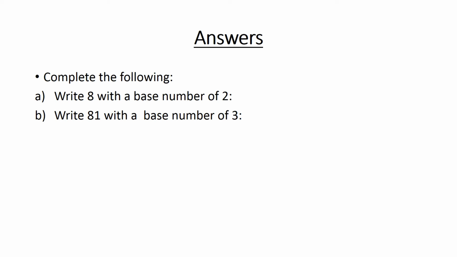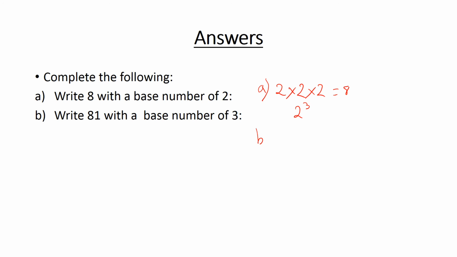Okay, for the answers to the last slide, to write 8 with a base number of 2, well, you could have started knowing that your base number is going to be 2, and we know that we need to times the base number by itself. So 2 times 2 we know is 4, times 2 is going to be 8, therefore it's 2 to the power of 3.